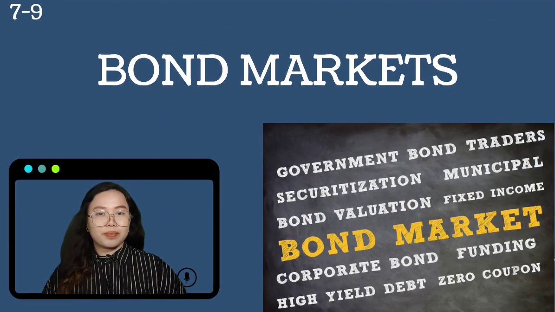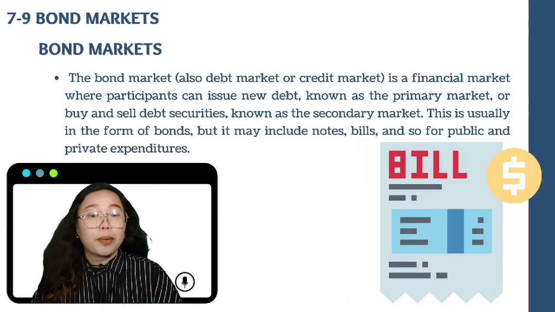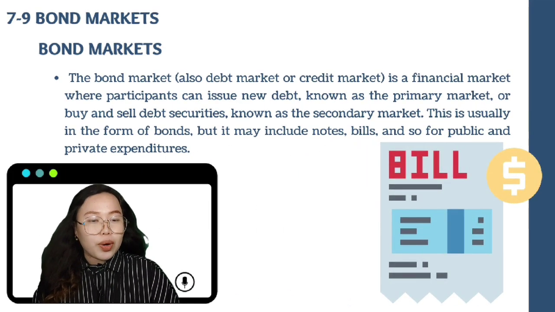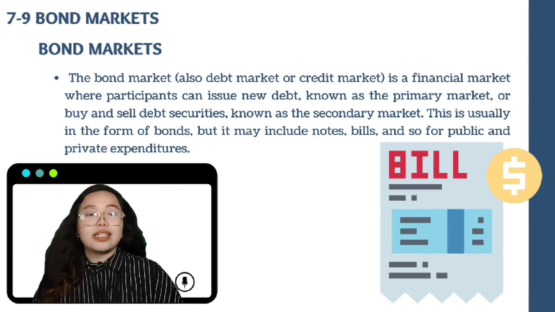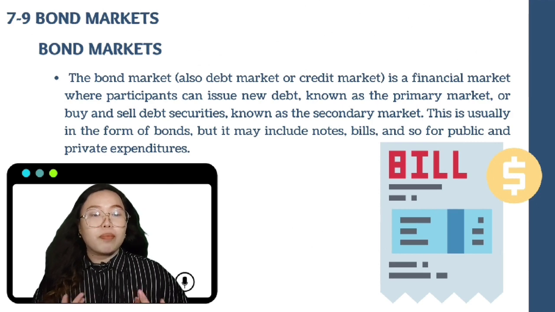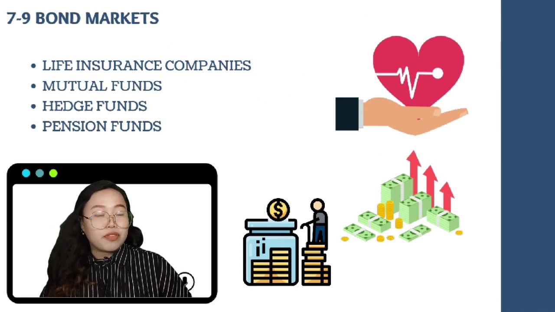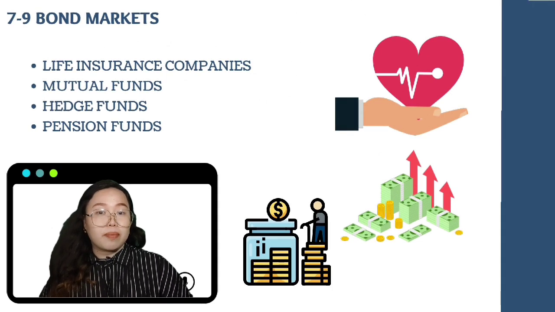So now I will discuss the bond markets. The bond market is a financial market where participants can issue new debt, known as the primary market, or buy and sell debt securities, known as the secondary market. This is usually in the form of bonds, but it may include notes, bills, and so forth, for public and private expenditures. Here are the usual participants in the bond markets: the life insurance companies, the mutual funds, the hedge funds, and the pension funds.